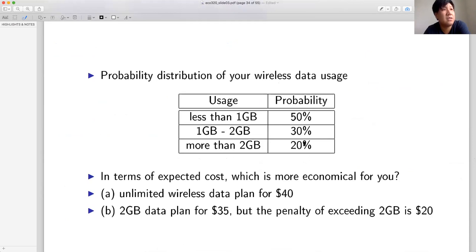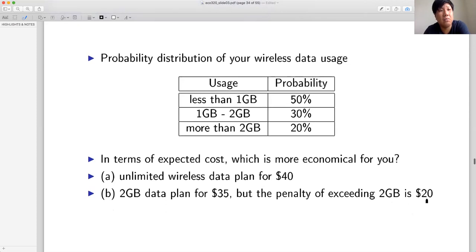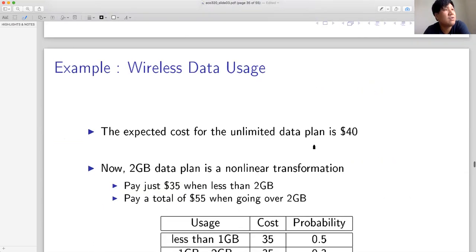So this is another example, like a probability distribution of your wireless data usage. So usage is this and probability is this. So which one would you choose? Like an unlimited wireless data plan for 40 bucks, or a 2 gigabyte data plan for 35, but you pay 20 bucks if you exceed 2 gigabytes. So you can make the optimal decision based on these distributions and probabilities, right?